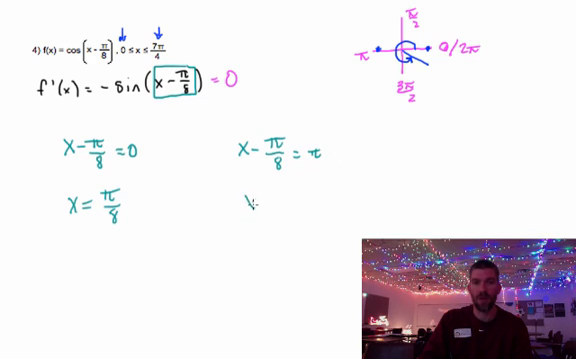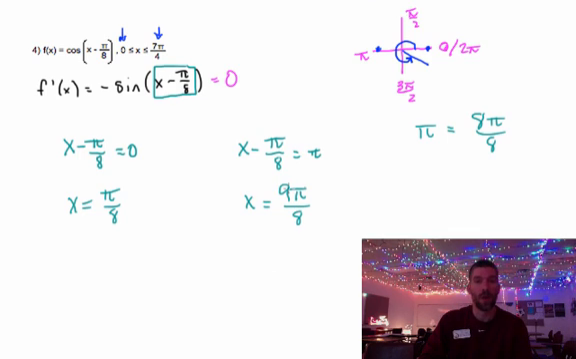We're going to add pi over 8 to both sides. So let's go ahead and remember that if I have pi and I'm working with fractions, this is the same thing as 8 pi over 8. And when I add pi over 8 to both sides on that guy, I get 9 pi over 8. All right, so that's pretty cool.